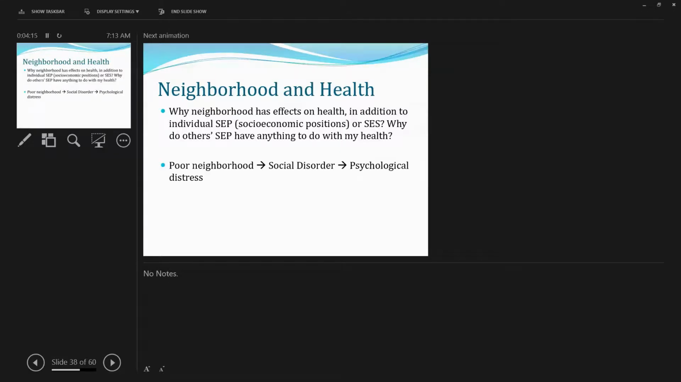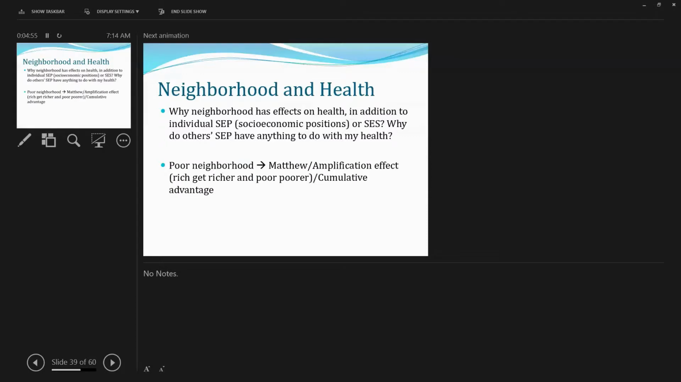Second, poor neighborhoods are more likely to have a high level of social disorder. This is associated with the first causal pathway we just talked about, right? Poor neighborhoods are more likely to have all kinds of problems and have fewer resources, thus leading to a high level of social disorder. And social disorder leads to psychological distress, right? Fear, anxiety, low self-esteem, depression, and all kinds of mental disorders.